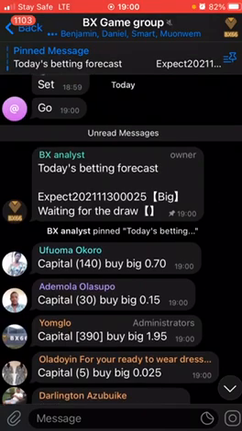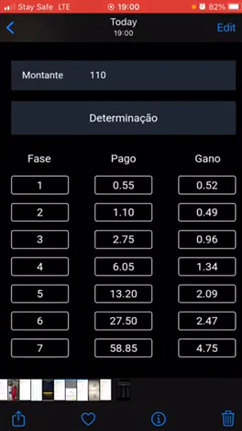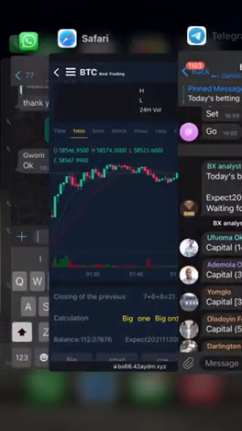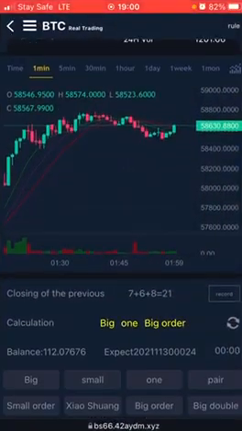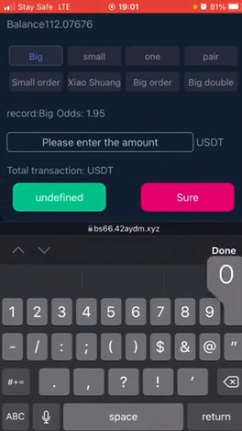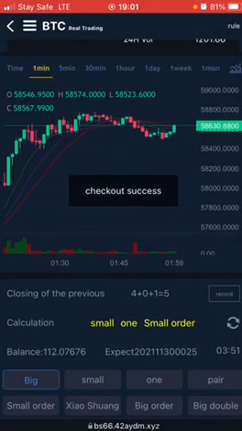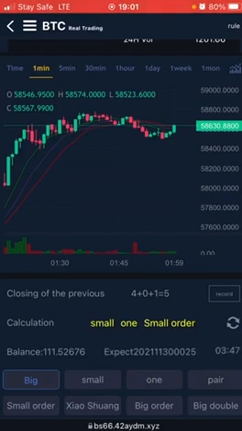The first thing is big. So we're starting with big, guys. That's 0.55, that's what I'm going to use. Let me refresh my page first to be sure. I'll put 0.55, then I click sure and then purchase. It's done. You find out that the balance of my account reduced from 112 to 111.52. So that's what we're going to do, and we wait to see the forecast.